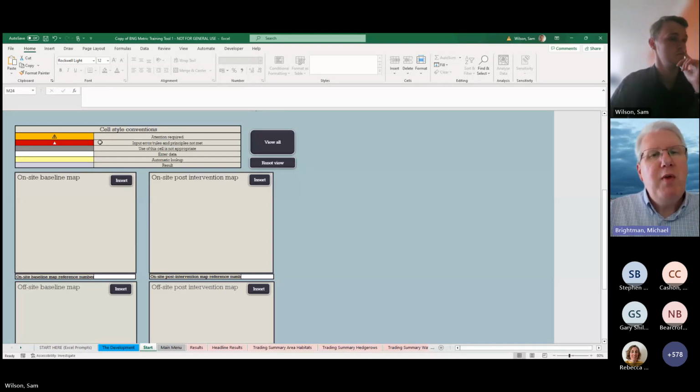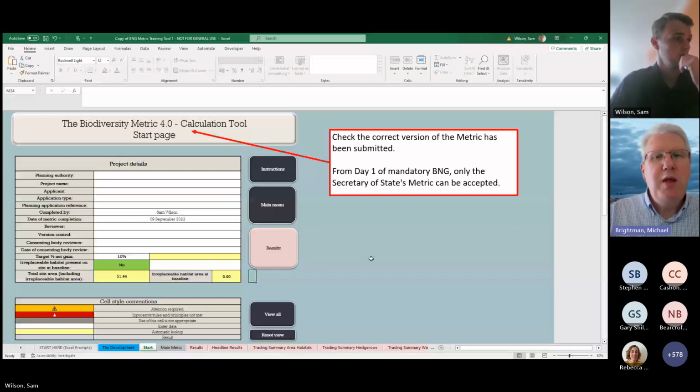Once we enter the metric, we'll see a number of white cells and yellow cells. White cells are where the assessor enters information, and yellow cells are pre-populated based on the information put into the white cells. And then we have grey cells that show our results. So once you've gone to the start menu and checked that you've got the assessor's name and date of assessment, in terms of metric validation, where you would go next is the headline results.